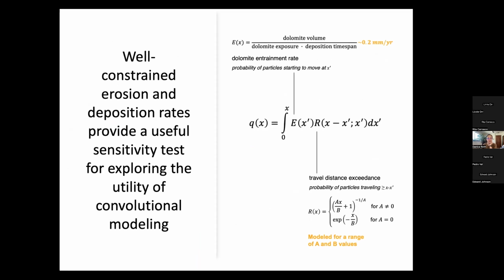And then unlike in the last study looking at specific physical controls on the travel distance exceedance, here we'll look more theoretically at the parameter space for travel distance exceedances to see how sensitive the outcomes of this model are to varying the form of that distribution. So in other words, I'm just going to model the flux for a range of A and B values, using our Lomax distribution again.